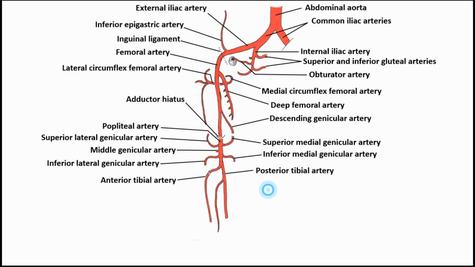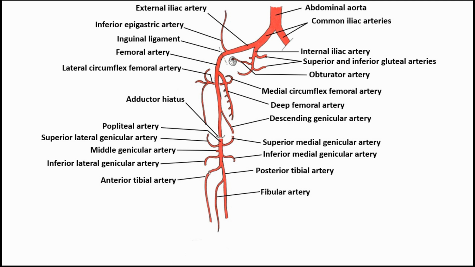The posterior tibial artery and another branch of it called the fibular artery, they're traveling between the two posterior compartments of the leg. So they're between the superficial and deep posterior compartments of the leg, and they're supplying those muscles.